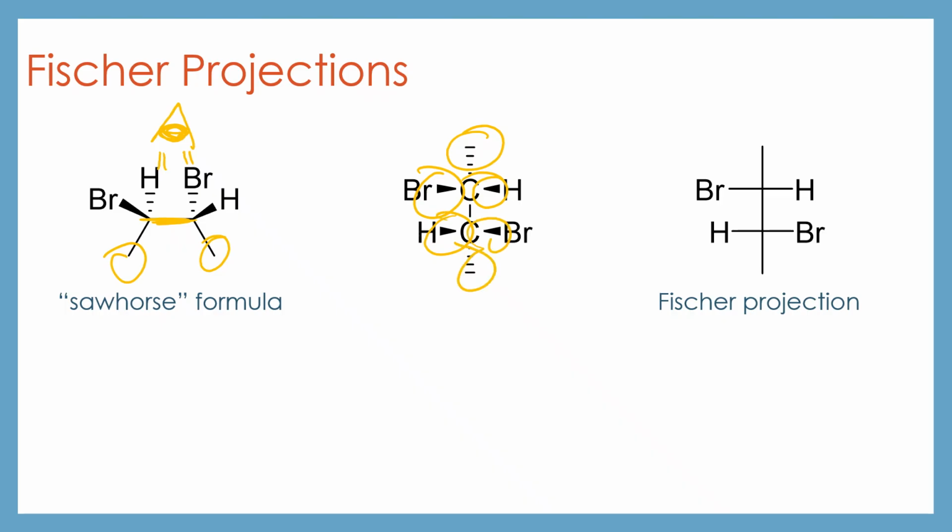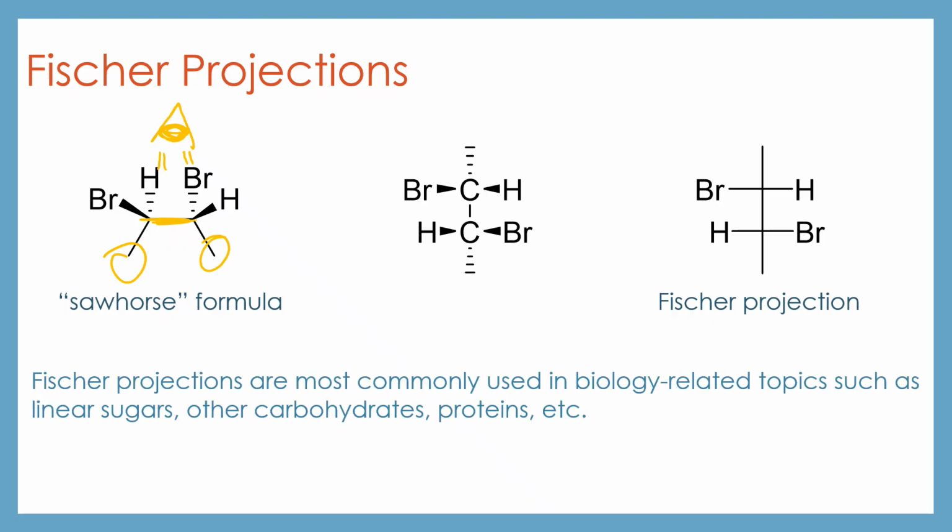So this bond is implied to be going down. This bond is implied to be going down. And all of these bonds are implied to be going up. It's something that you have to understand when you're looking at the Fischer projection. Now, you might be asking, why would I do this? Because it looks complicated. The Fischer projection allows us to simplify molecules that have many, many chiral centers. So you'll see these a lot when you're looking at sugars, for example, because they have so many chiral centers.